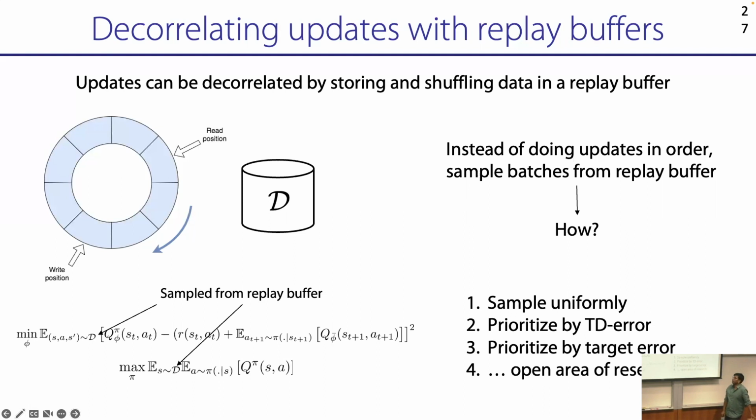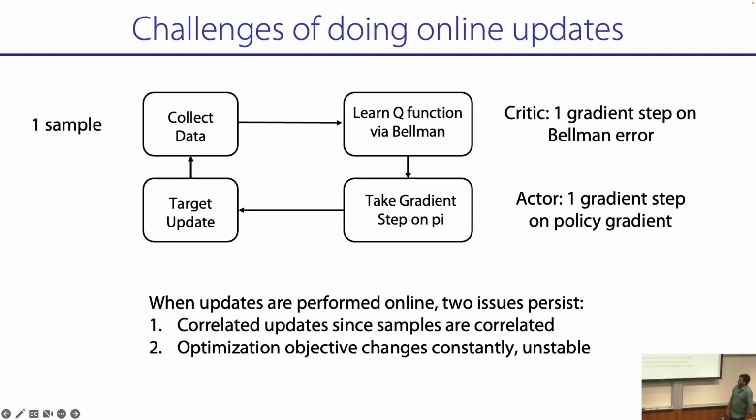Okay, so what do we cover here? We're saying online updates: take all your data into the buffer, shuffle things up, and sample batches when you're doing updates, so you decorrelate the updates. Okay, so that's the first idea. Going back to our challenges, it deals with this issue of correlated updates.